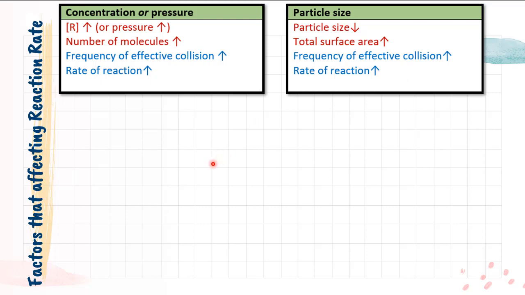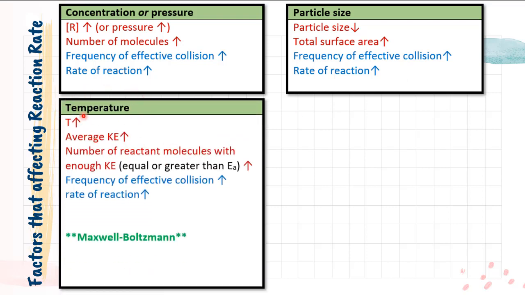The third factor that affects the reaction rate is temperature. So remember that temperature will always link to kinetic energy. So here is the keyword, KE stands for kinetic energy. When you have a high temperature, the average kinetic energy increases or becomes higher. So the number of reactant molecules with enough kinetic energy, which is equal to or greater than the activation energy, will increase. As a result, the frequency of effective collisions increases and the rate of reaction increases.